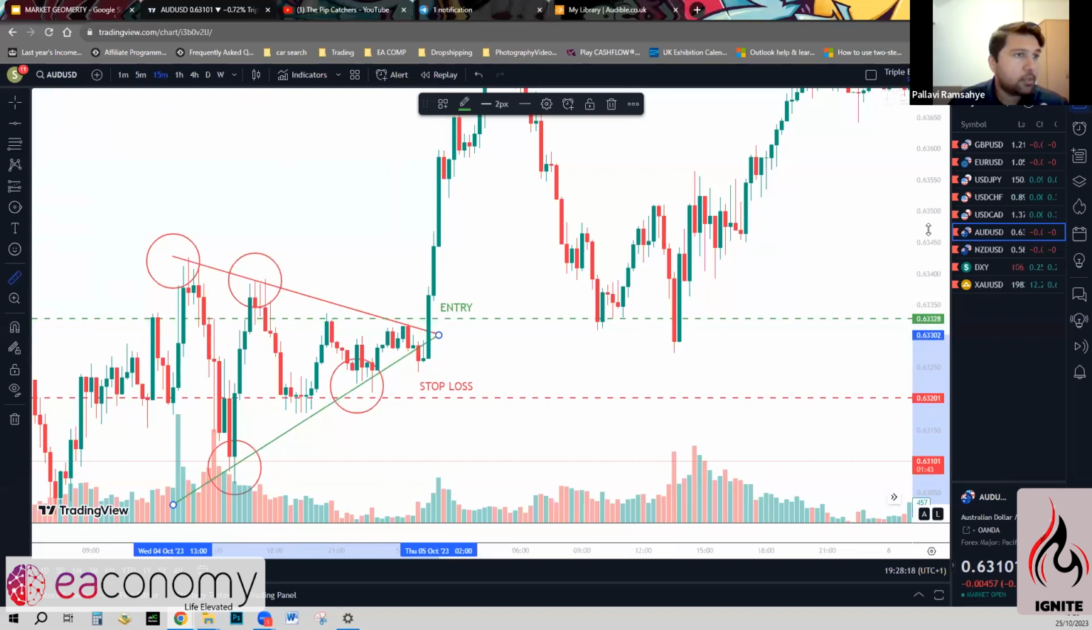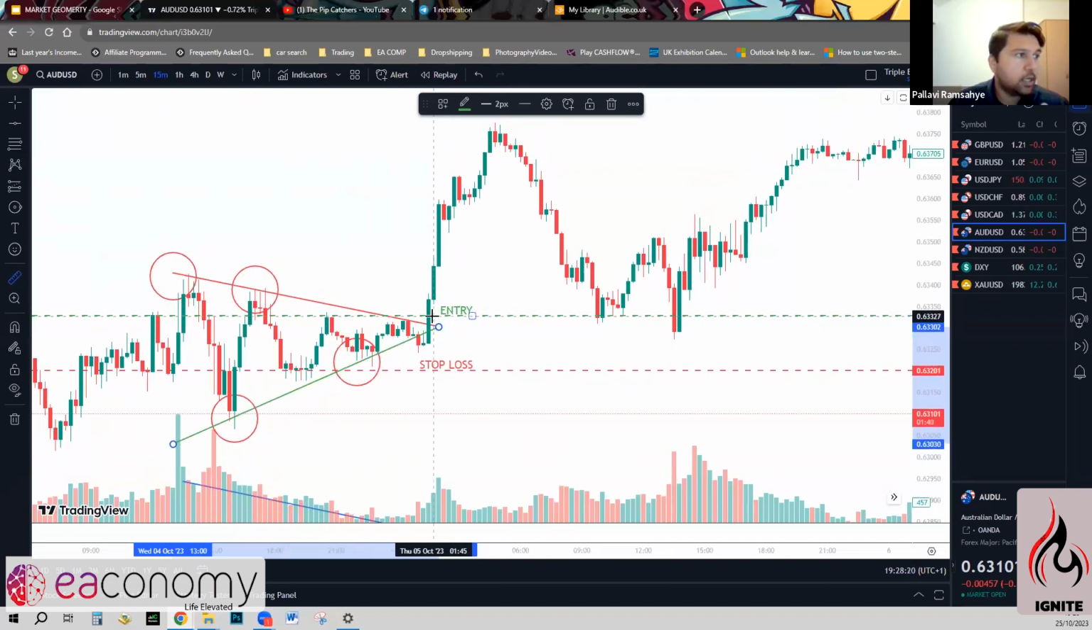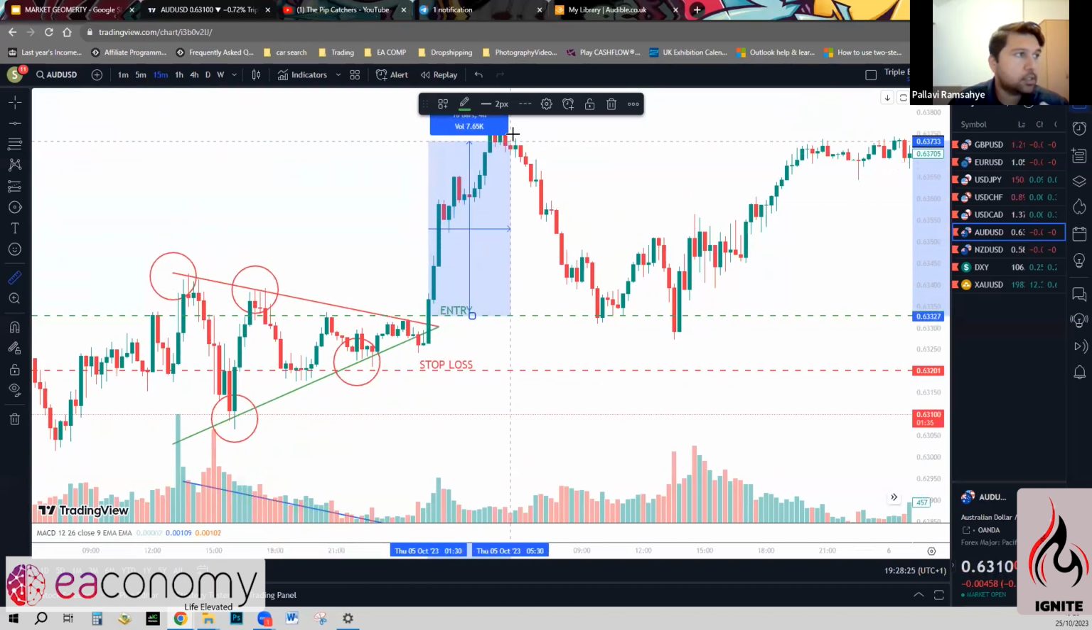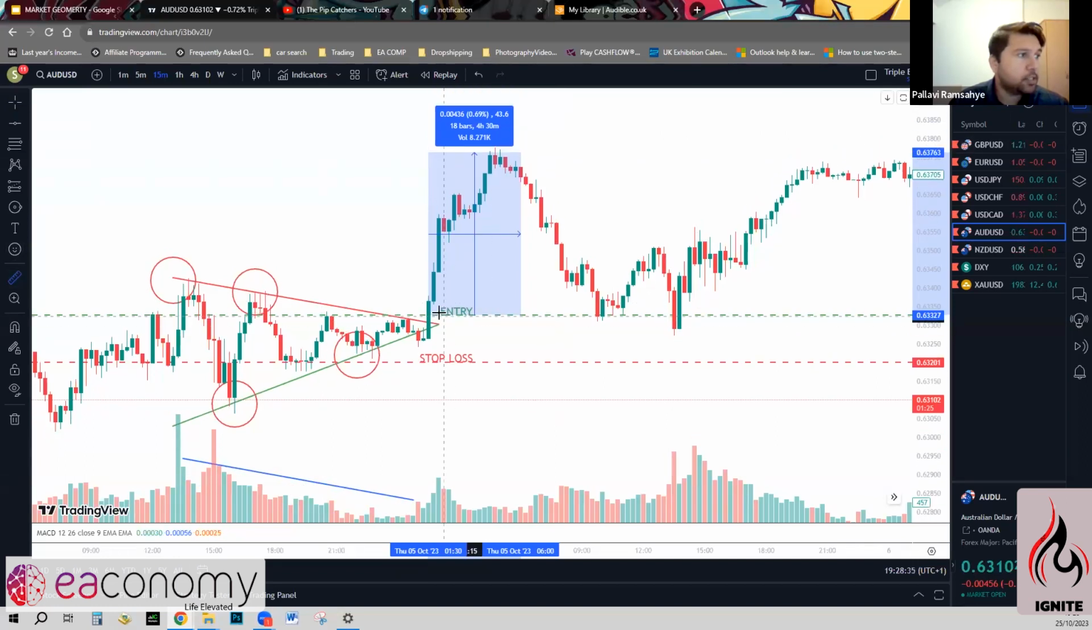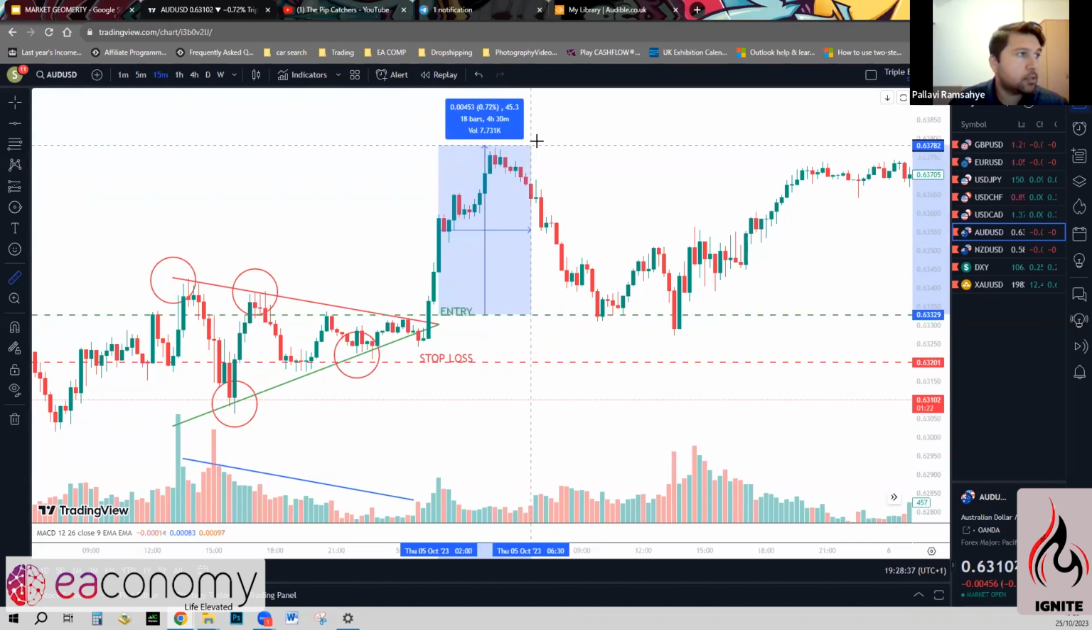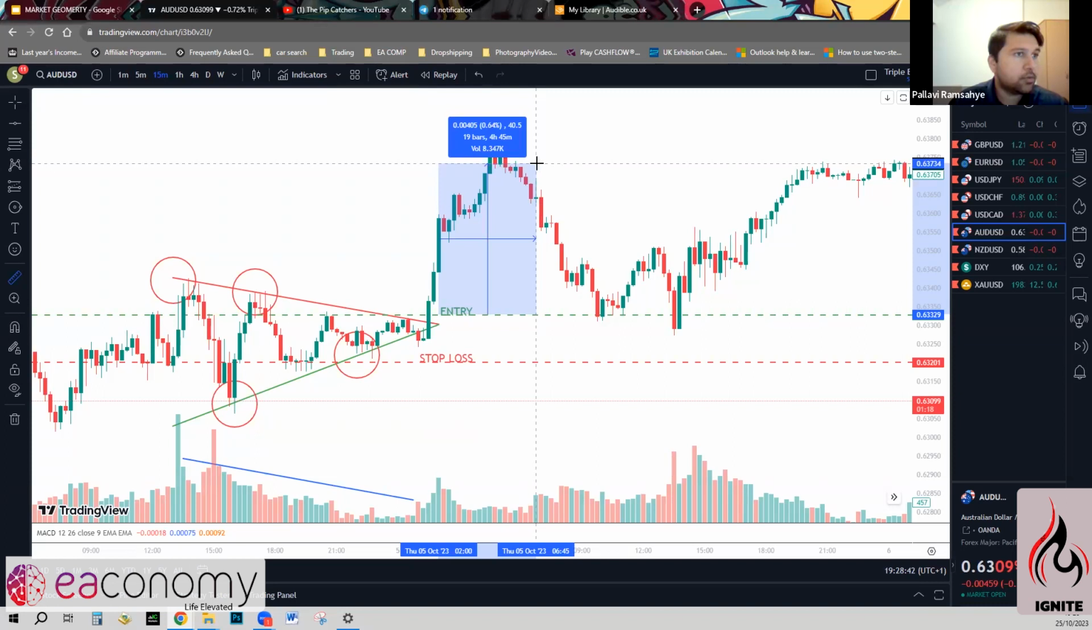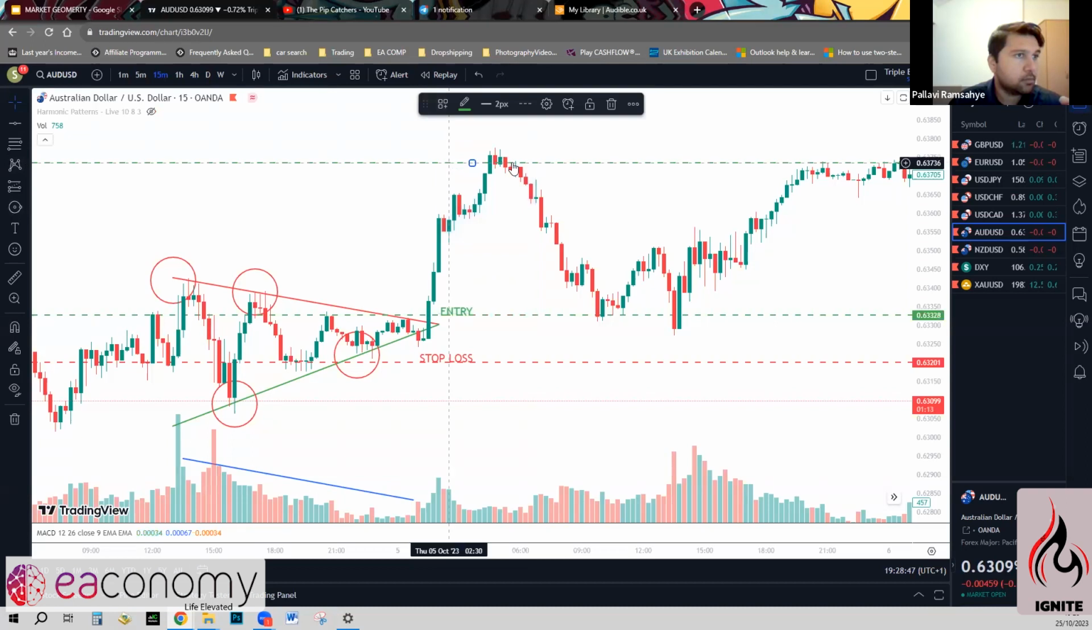Let's measure from the entry, where it is now. So 40 pips, let's see if it does get 40 pips. Okay, it goes to 43 pips, which is pretty good. But let's just measure the 40 pips for now. So it's around 63,734. Perfect. And this would be our take profit.